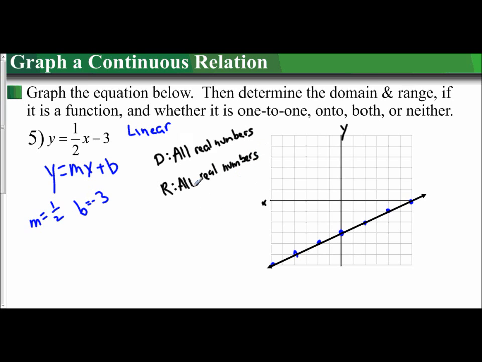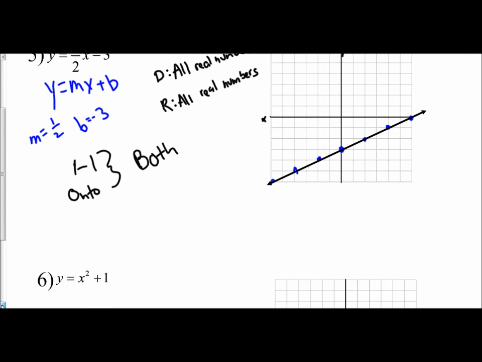And now we're asked, if it is a function, and it is a function, it passes our vertical line test, to determine whether it is 1-to-1, onto, both, or neither. So when I look at the following graph, I see that we do have one y value for every x value, and vice versa, every x value has one y value. So there is a 1-to-1 graph, but it is also an onto graph, which means it is both 1-to-1 and onto.